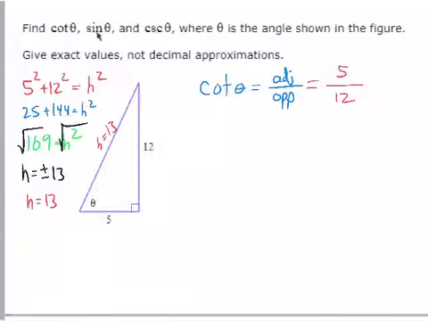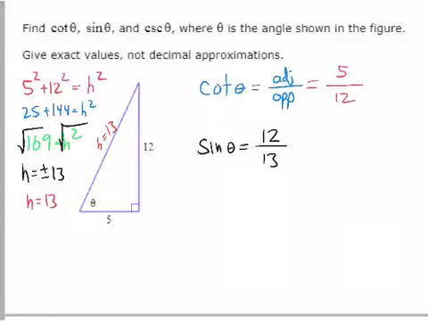So now I want sine. So let's do that. Sine theta is equal to, sine is opposite over hypotenuse, so opposite is 12, and hypotenuse is 13, and I'm done.